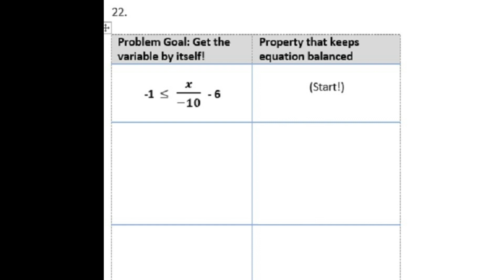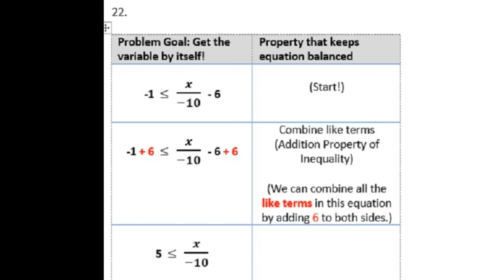So let's take a closer look at that. Alright, so negative 1 is less than or equal to x divided by negative 10 minus 6. That's where we start our problem. And when you are writing these down, make sure you pay attention to those signs because that makes a big difference. So our first step is going to be to add 6 to both sides. We're going to combine our like terms by adding 6. So that becomes 5 is less than or equal to x divided by negative 10.